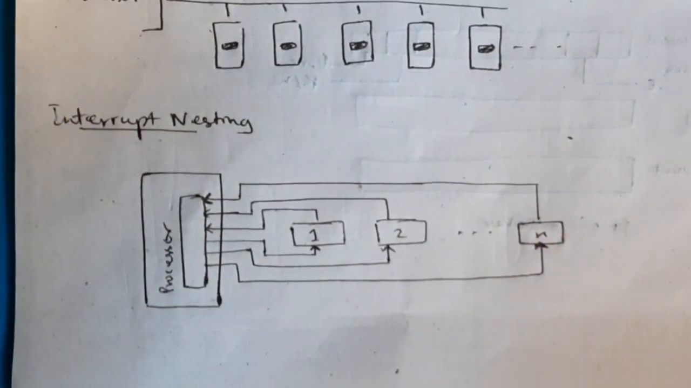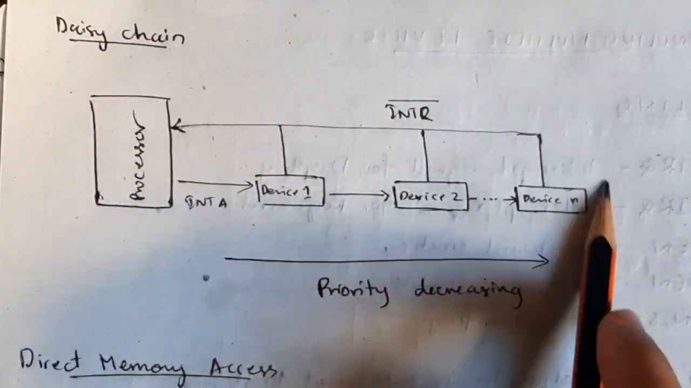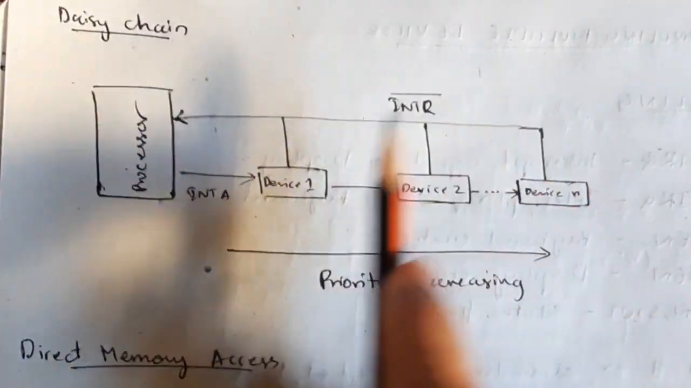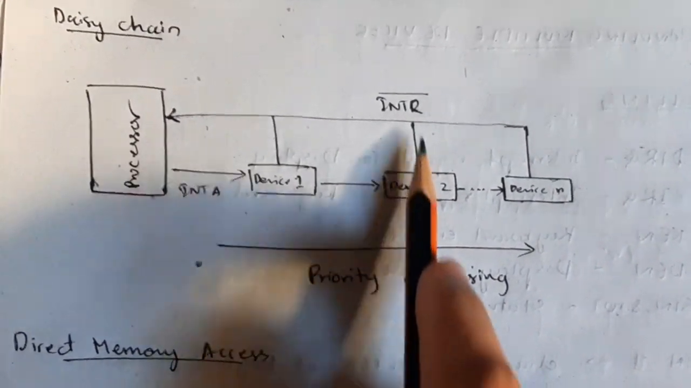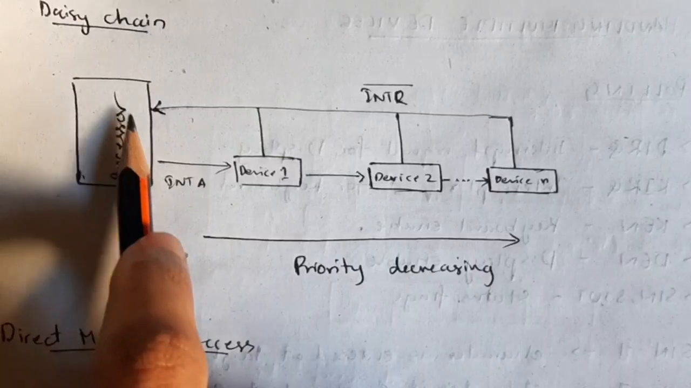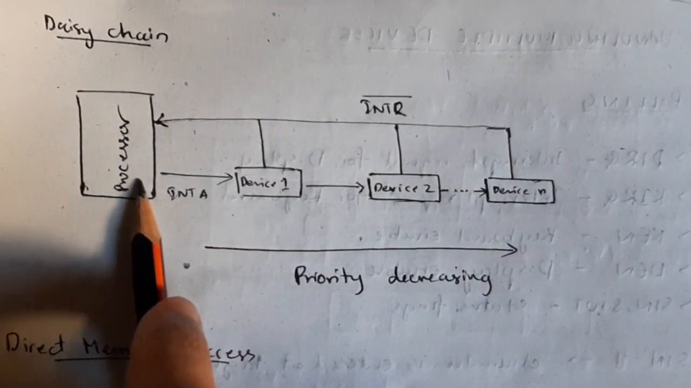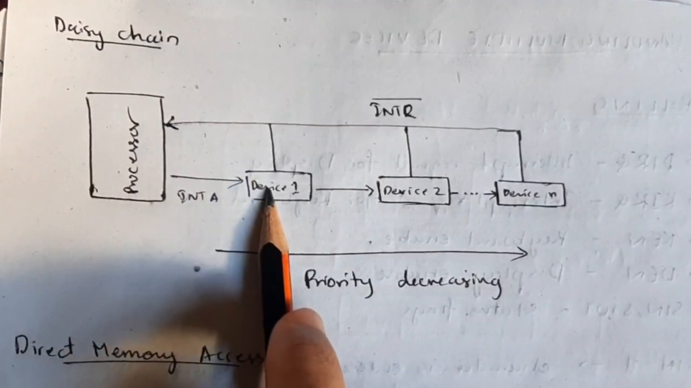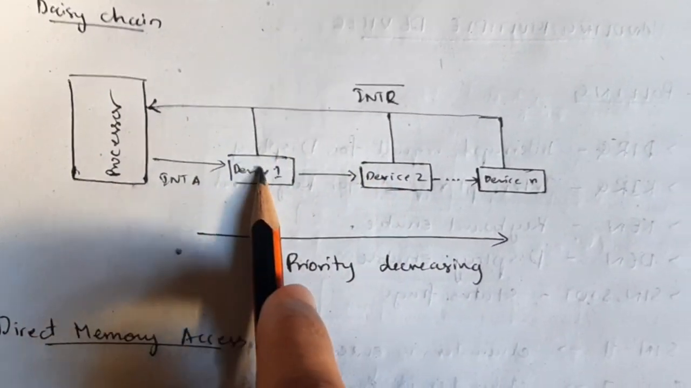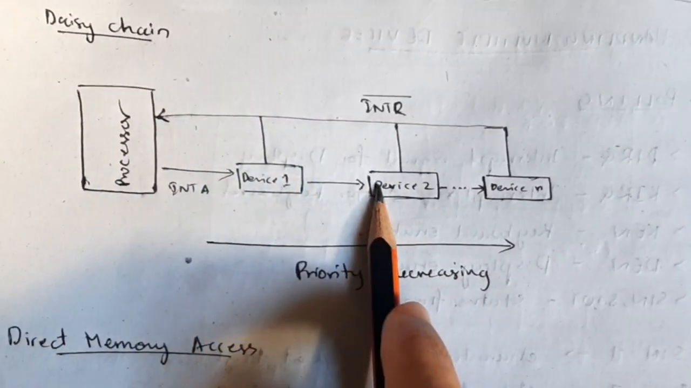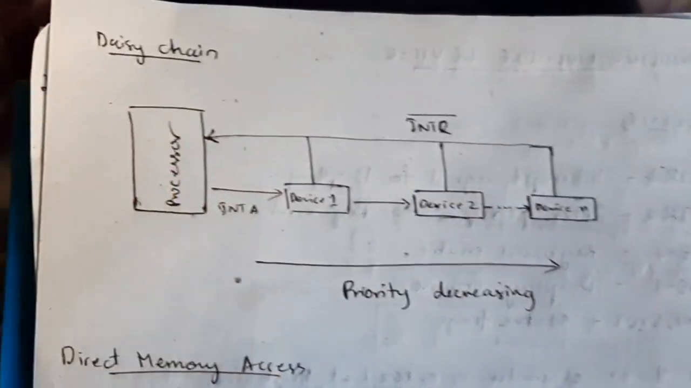A way to implement interrupt nesting is the daisy chain. This is the daisy chain method. The processor is connected to many devices, and this is INTR, meaning the interrupt request line. Suppose device 2 has made a request and sent it on the interrupt request line to the processor. The processor will send INTA, meaning interrupt acknowledge, to device 1. So first device 1 will be checked. If it has no request pending, it will pass this INTA on to device 2. Otherwise, its instruction will get executed first, and then the other instruction will be executed. So the priority goes on decreasing in this fashion. This is known as the daisy chain method.